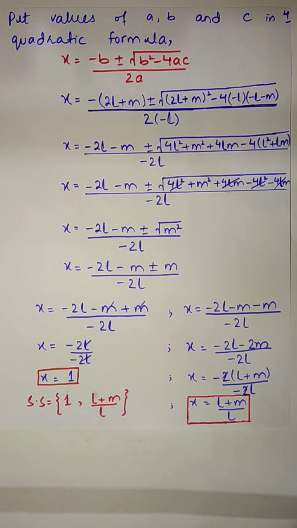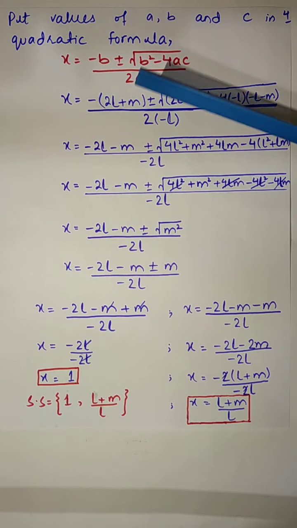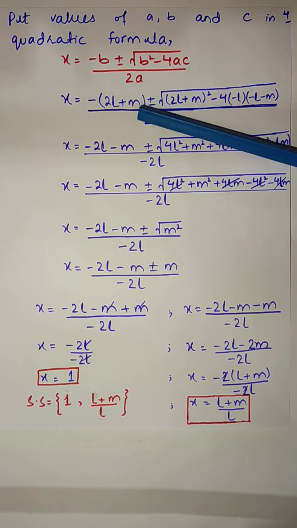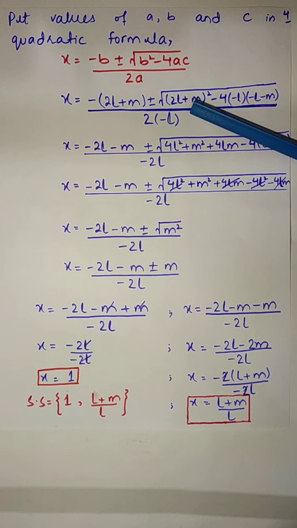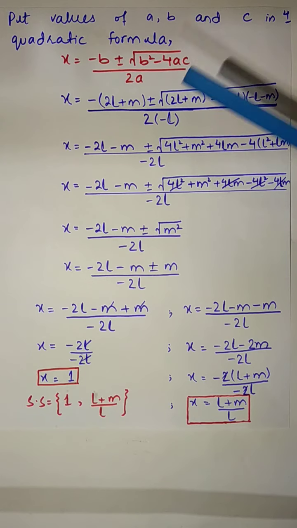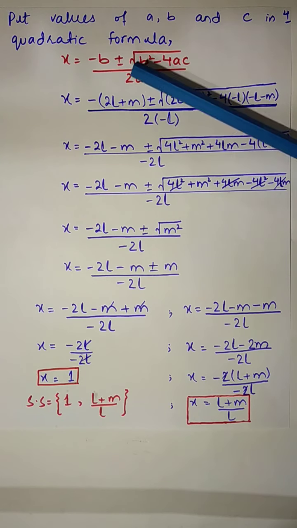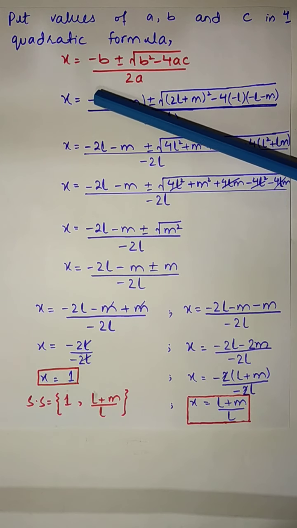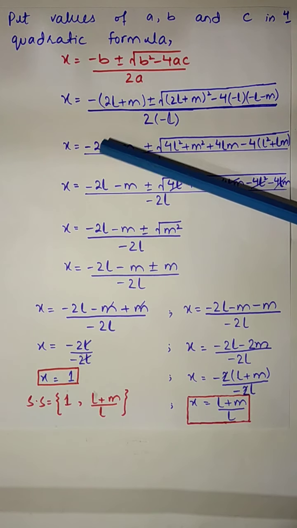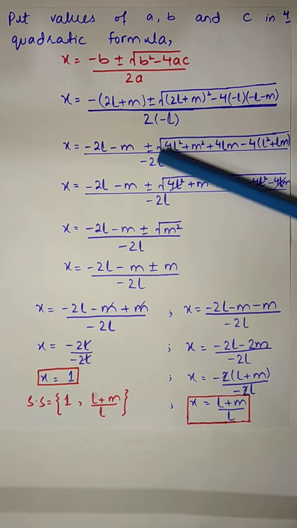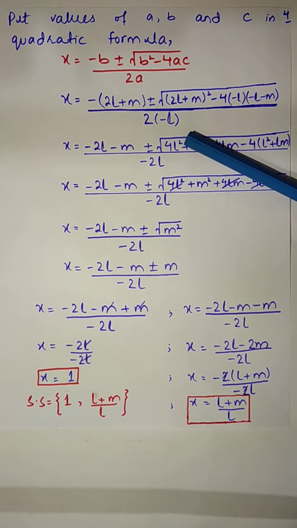So by putting the values of a, b and c in the quadratic formula, we get minus (2L plus M), that is the value of b, plus minus under root of b square minus 4ac, by 2a. We have just put the values of a, b and c in this step. Nothing is difficult here. So when you open the bracket, because of this minus sign, all the signs will change. Minus 2L minus M plus minus under root of 4L square.